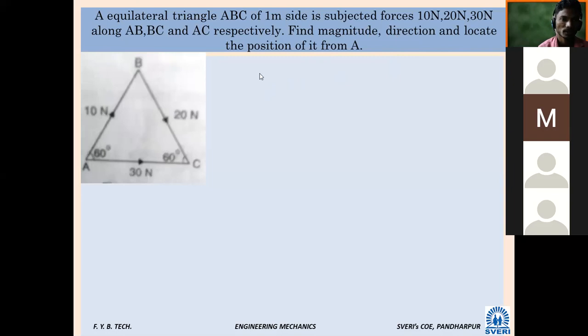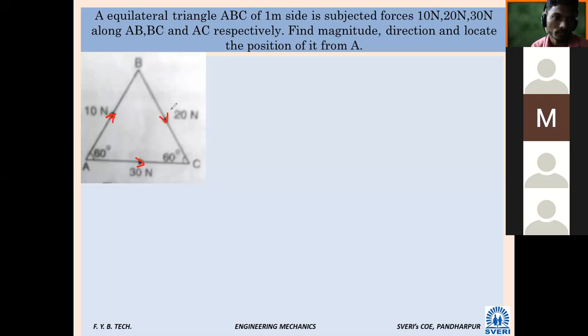Is it possible to see this diagram clearly? Yes, sir. If you are unable, I will make arrows. It is like this, and in this way. So how many forces are there in this system? Three forces are there. So finding out magnitude and direction, there should not be any problem.